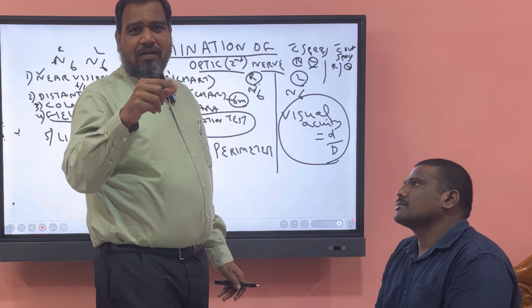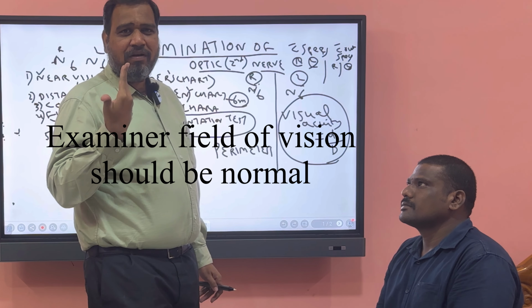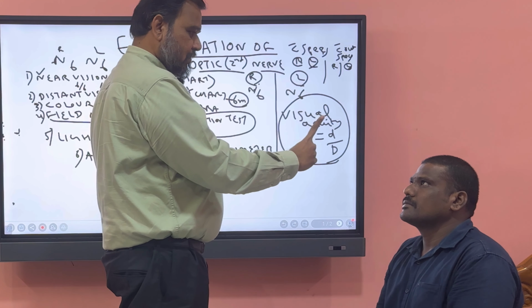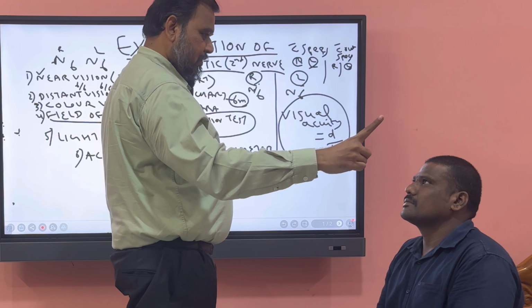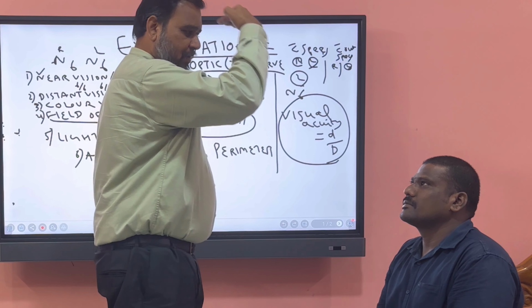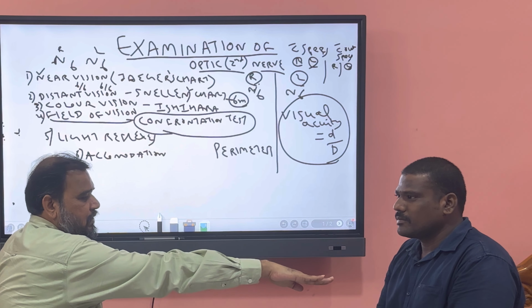So here is one criterion: the examiner's vision should be normal. If I have a defect in my field of vision, I can't compare with him. Checking, and I can't do it like this. Look only at me. So he is very low and I am very high, so it is not matching. So see to that first step. Sit at one arm distance.